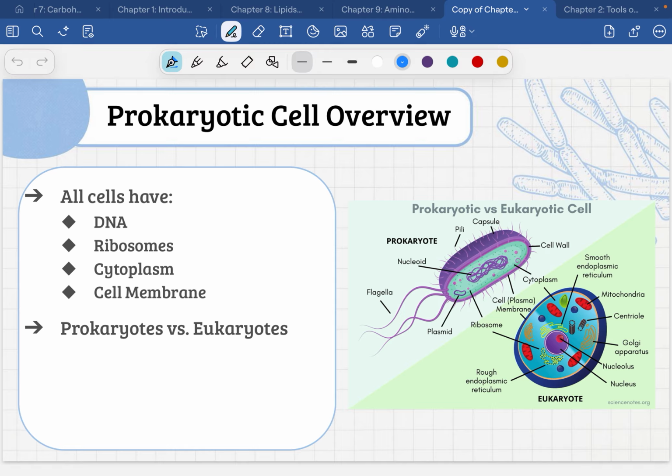The biggest one is that, can anybody tell me what it is? Because we already talked about it once. What do eukaryotes have that prokaryotes don't? A nucleus. Correct. Eukaryotes have a true nucleus, and prokaryotes have no nucleus. They have something that can be kind of similar. It's called a nucleolus, but it is not a nucleus.